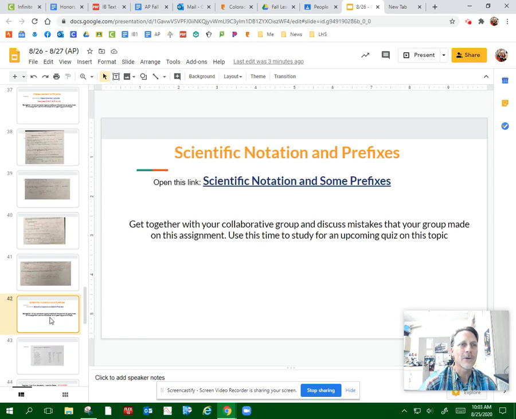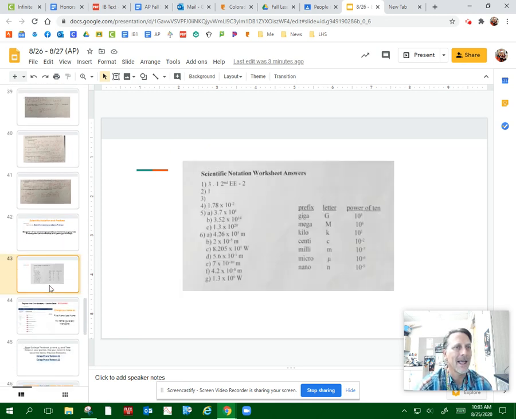Similar thing with the scientific notation and prefixes that we did last class. That was something you did on your own, but you can continue to work with your collaborative group and check out how you did. Here are the answers for those. Just check your work. If you have any questions, use the comment functions to ask.